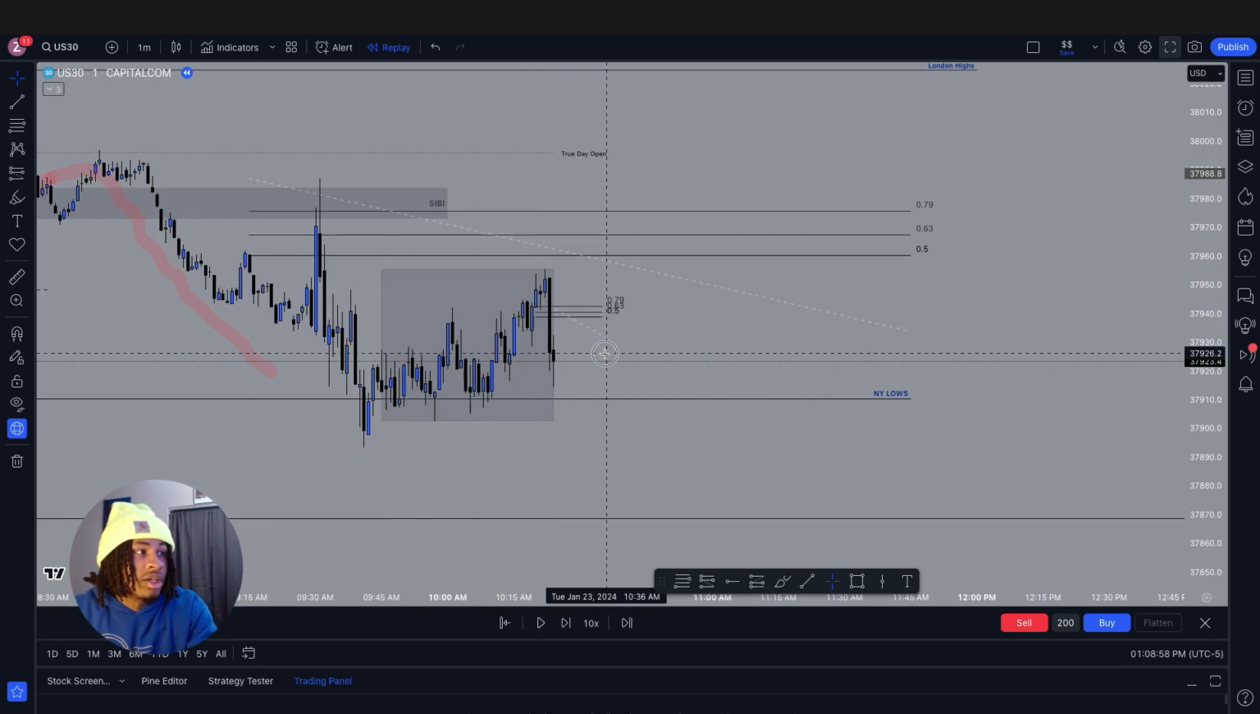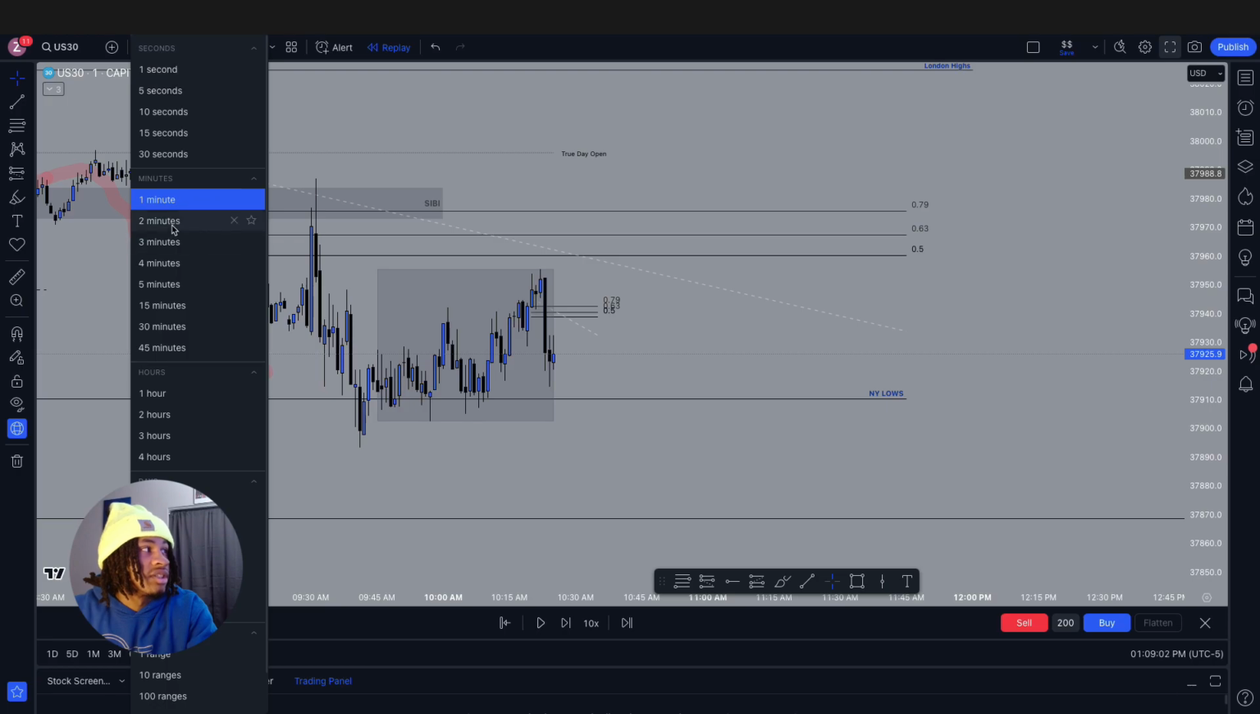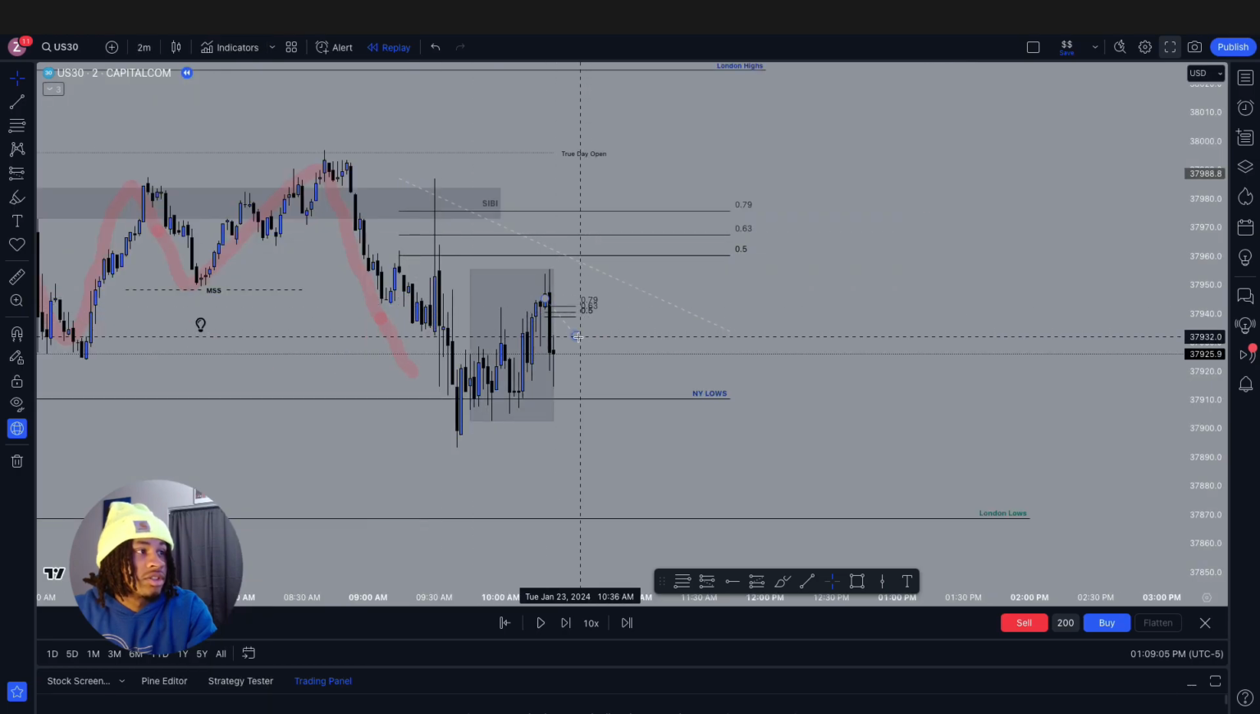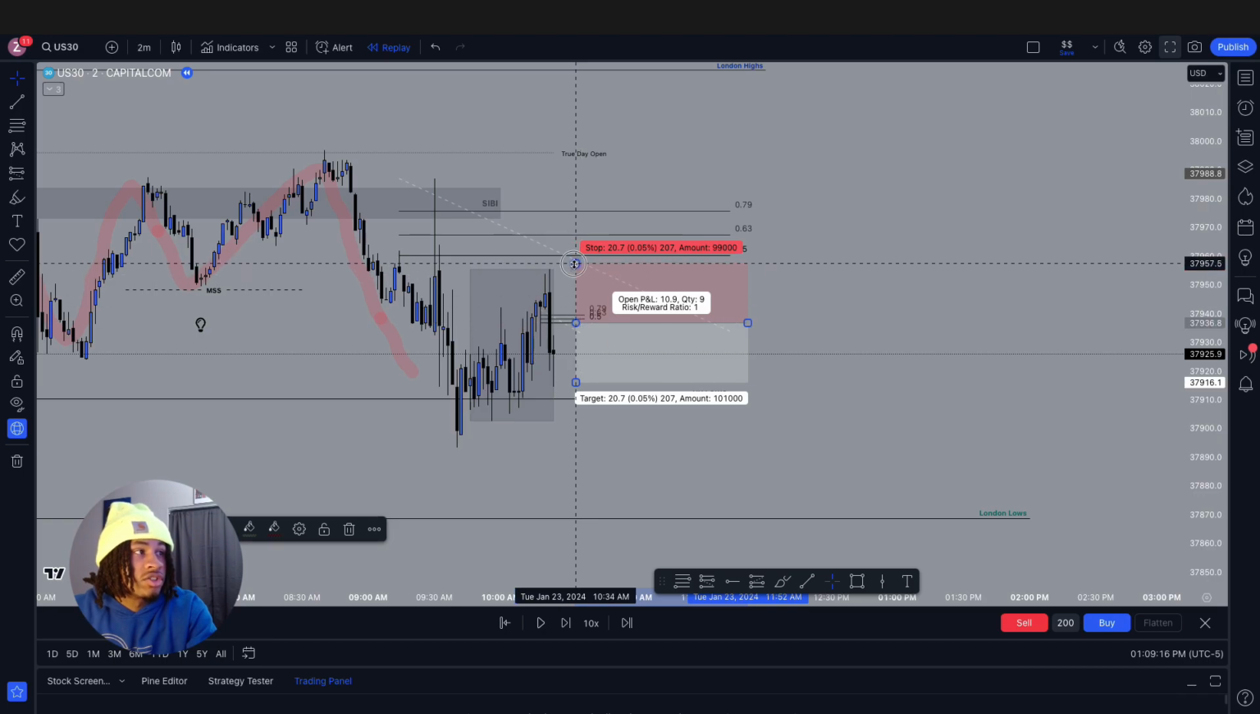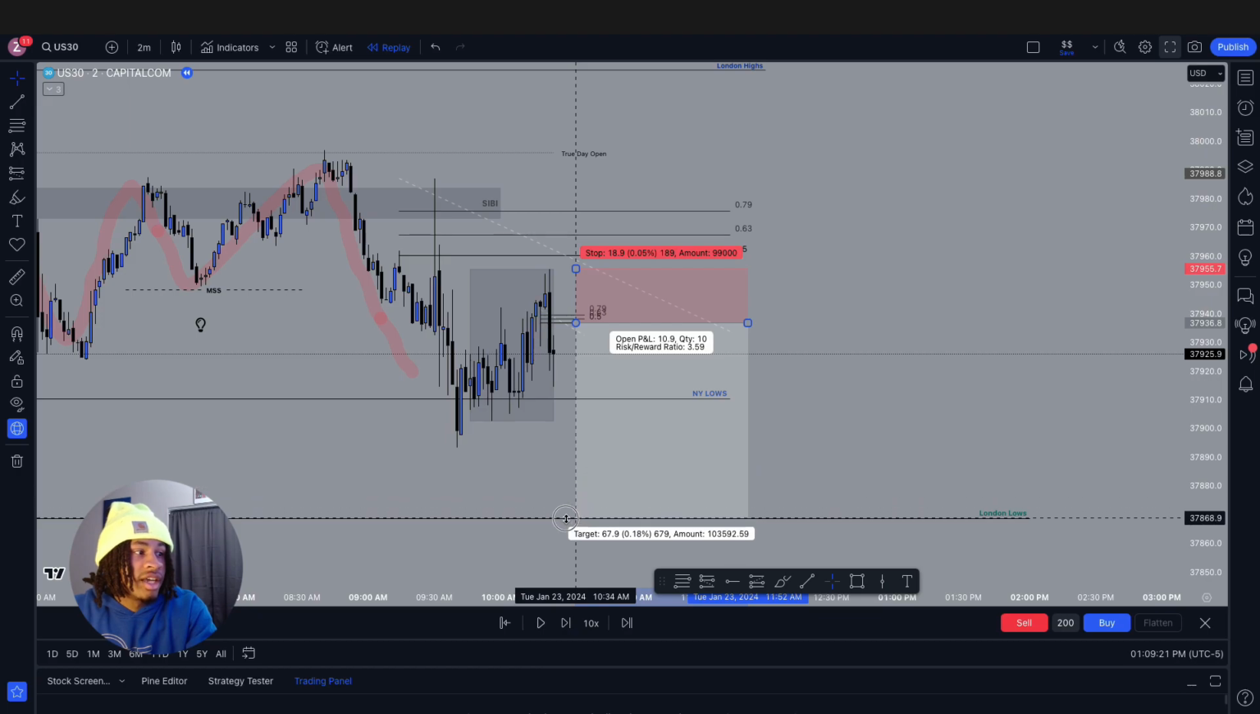Now, I am going to mark that up with the fib, and I do want to see if there's a gap on the 2-minute. Okay, yeah, so there is a gap on the 2-minute. Higher time frame rules, so I'm going to mark the fib up like this, and this is exactly how I did it this morning. I would be executing this trade at the 0.5 equilibrium of this 2-minute gap, and I would be riding it down to the London lows.